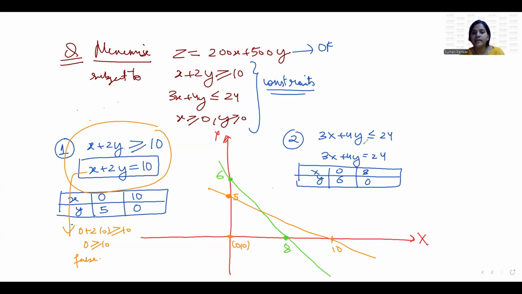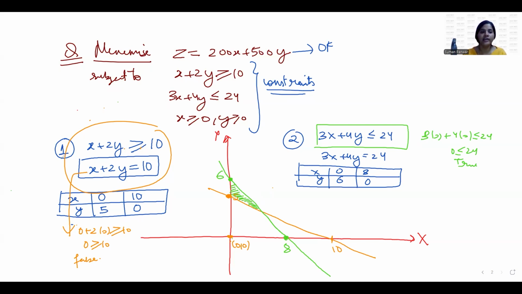Similarly, if I look at the green one, the green one is 3x plus 4y less than or equal to 24. Again, below the green line I have 0, 0. Put 0, 0: 3 times 0 plus 4 times 0 less than or equal to 24, 0 less than or equal to 24. This is true. So I will go below the green line, but above the yellow line. That means this is my common area that I am looking at.